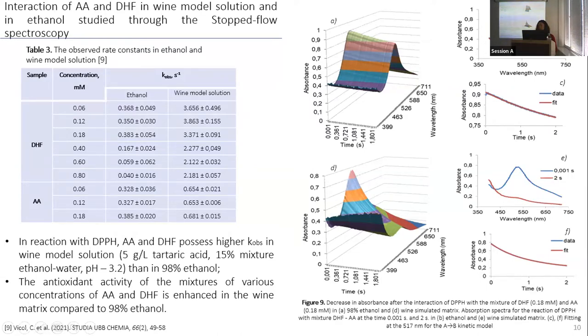And you can see that this difference is about 0.3 absorbance units. But here in the wine matrix, the wine model solution, this difference is doubled, 0.6 absorbance units. This means that, yes, in the wine model solution, the antioxidant activity of these compounds is enhanced.